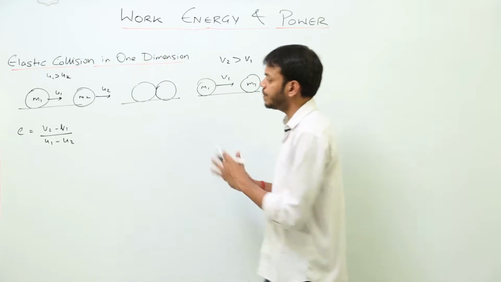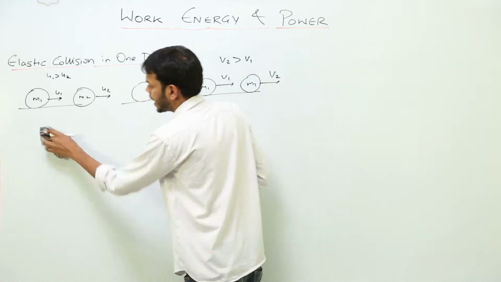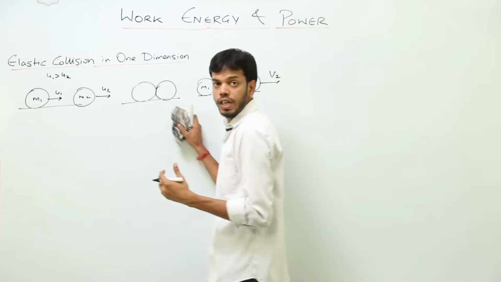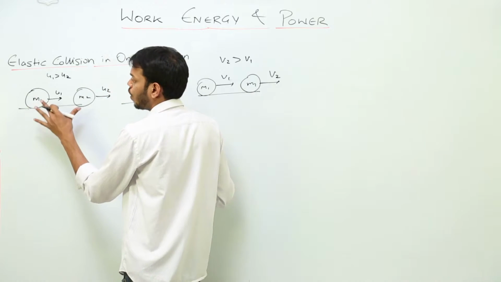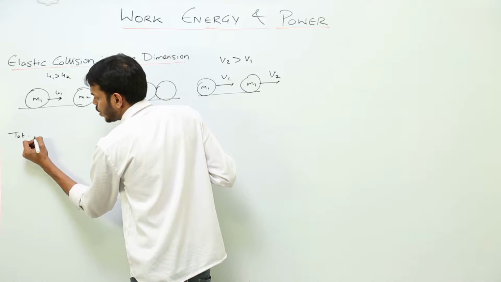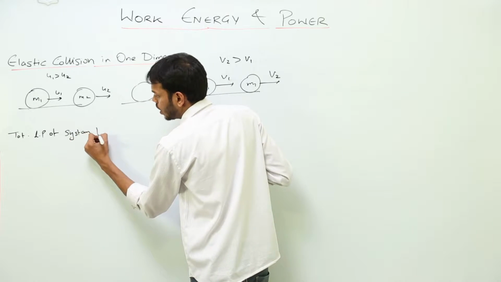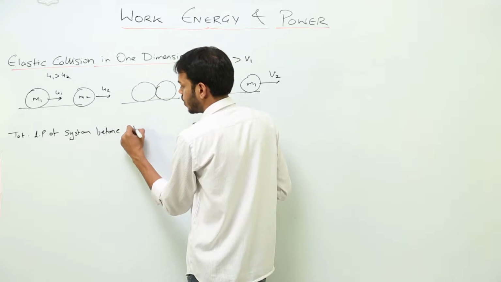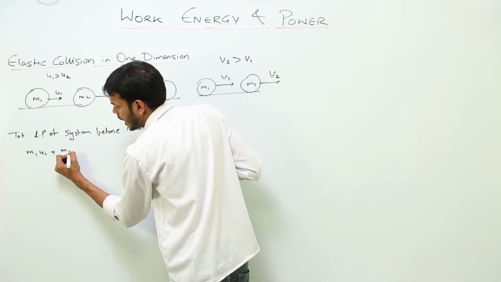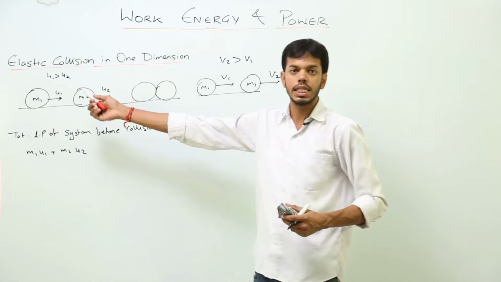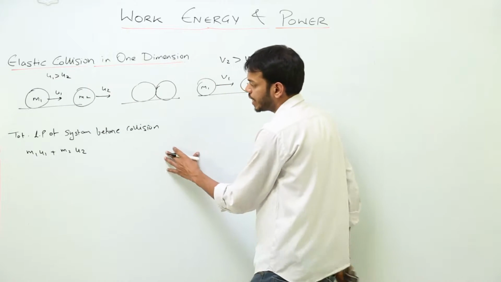So to start this derivation, I'll start with the linear momentum principle, that is the law of conservation of linear momentum. And to use that, what I'm saying is the total linear momentum of the system before collision is, total linear momentum is what? m1 u1 plus m2 u2, right? Mass into initial velocity plus mass into initial velocity. This is total initial momentum.